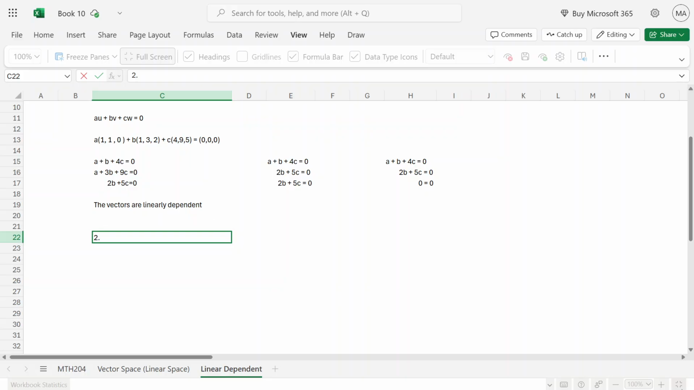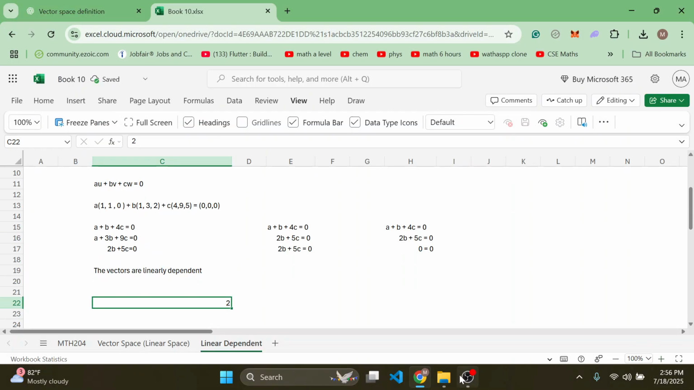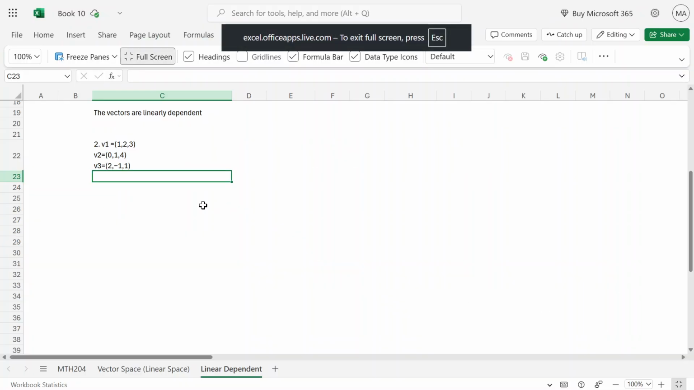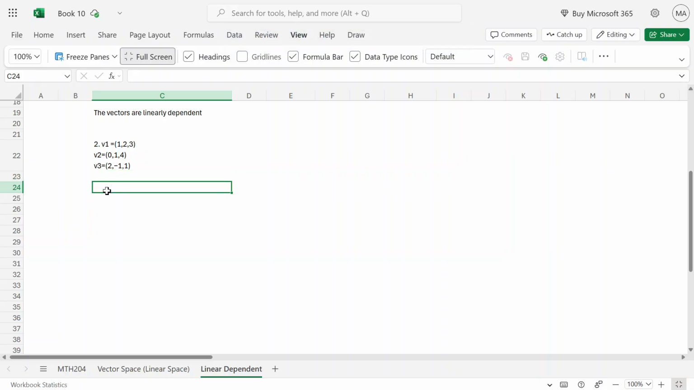So I'll try and get a question real quick. So number two, this is our vectors, right? You can see all the vectors here. So we are to test if this system is linearly dependent or not. So the first thing we do is introduce our vectors, and you can just do this. A times v1 plus b times v2 plus c times v3 must be equal to what? Must be equal to 0.